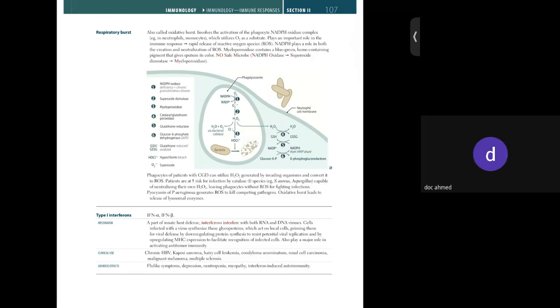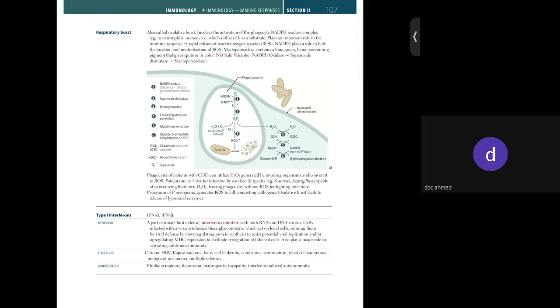In this way, the interferons are going to save the surrounding cells from this viral infection. The clinical uses: Kaposi sarcoma, which you guys know is seen in HIV, right? Hairy cell leukemia, condyloma acuminatum, which is going to be a topic of your reproduction, and renal cell carcinoma. You guys already know that, right?